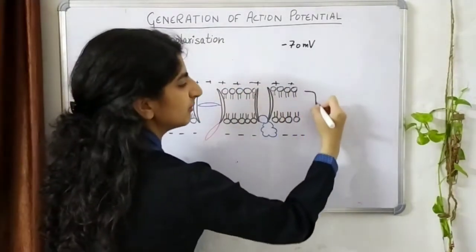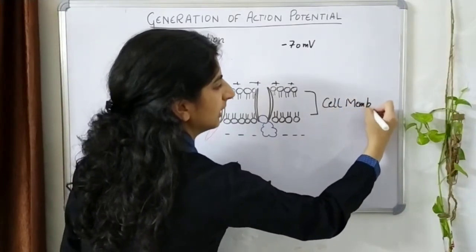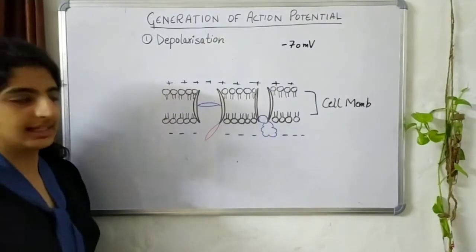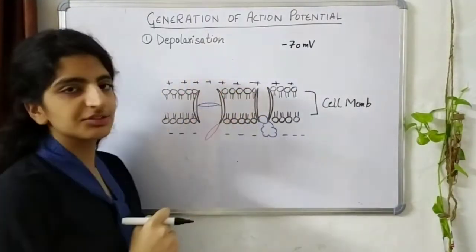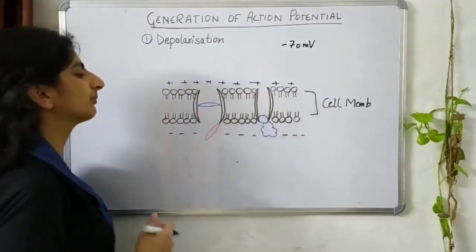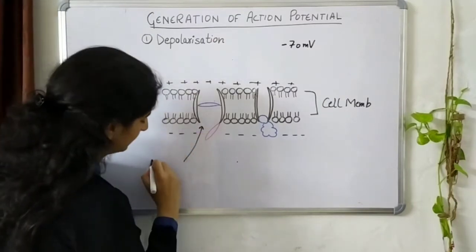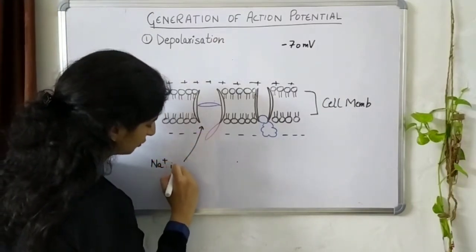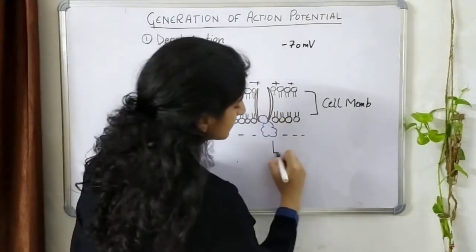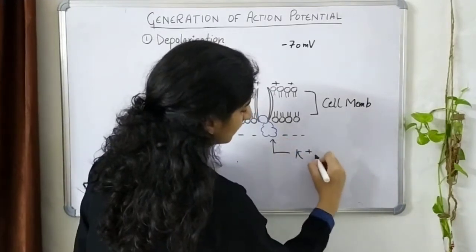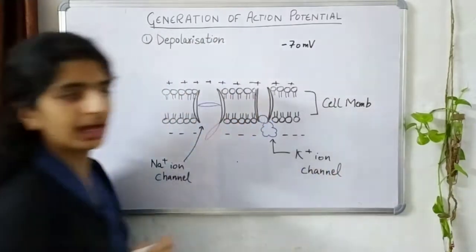If this is your cell membrane, it will have two ion channels. These both are ion channels. These are the sites where ions will move across the cell membrane. This one here is the sodium ion channel and this is the potassium ion channel.